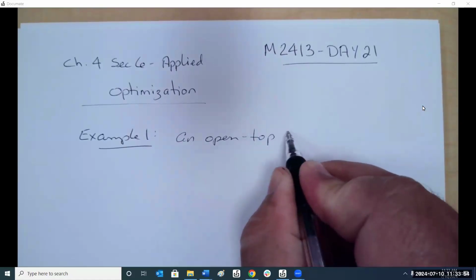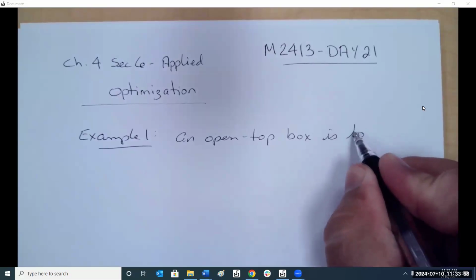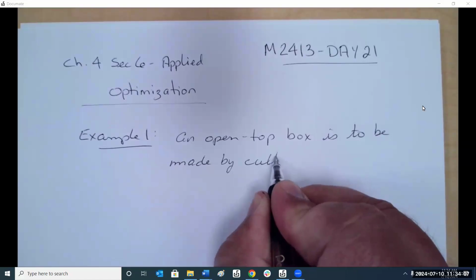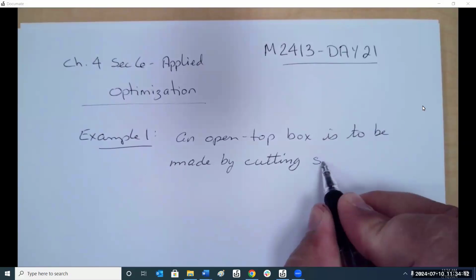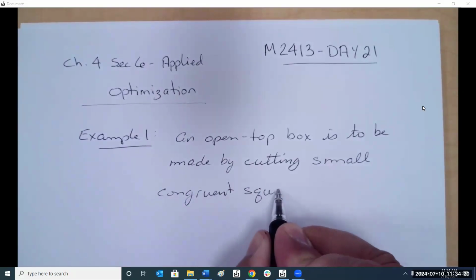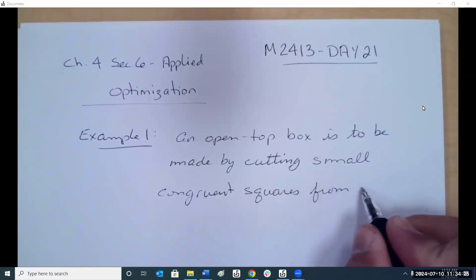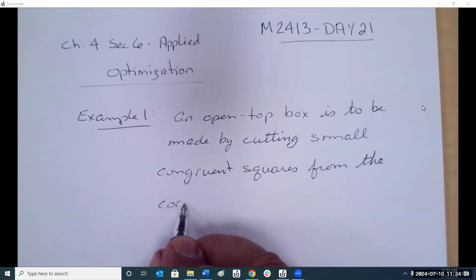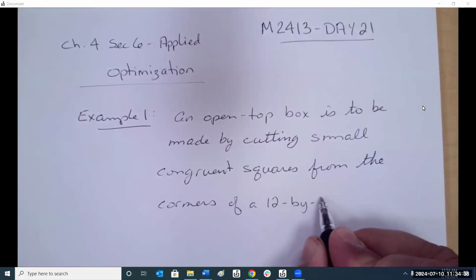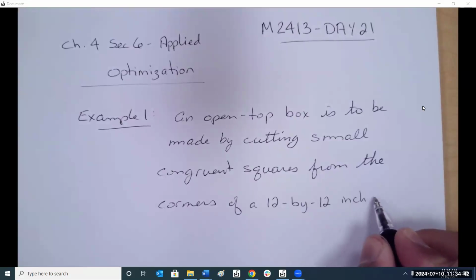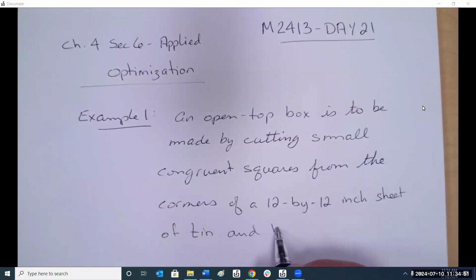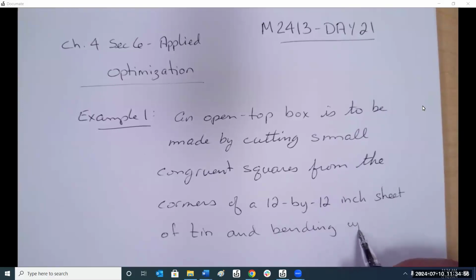An open top box is to be made by cutting small congruent squares from the corners of a 12 by 12-inch sheet of tin, and bending up the sides.